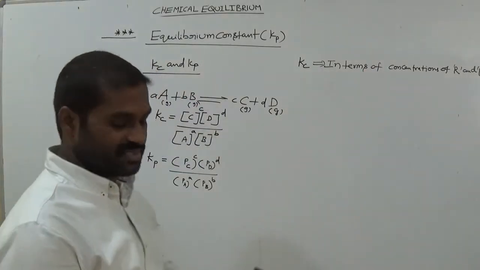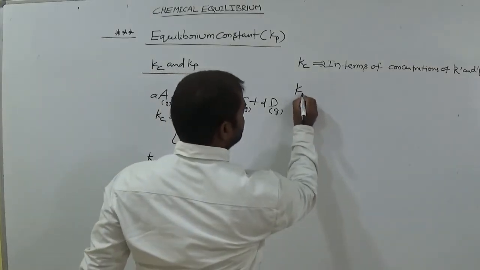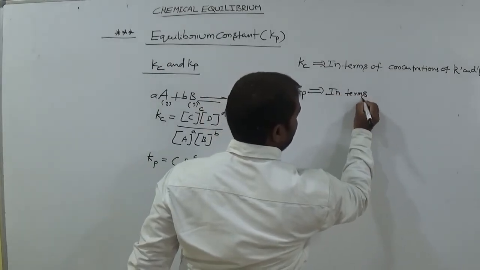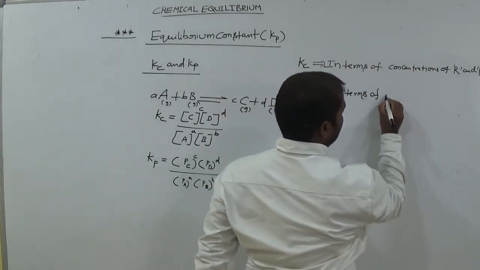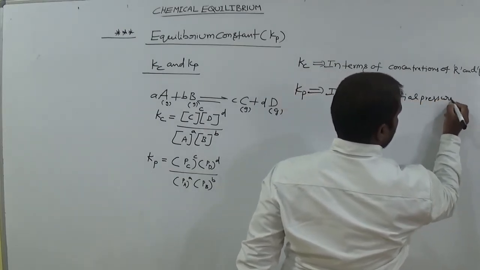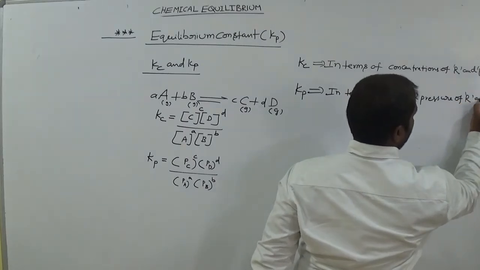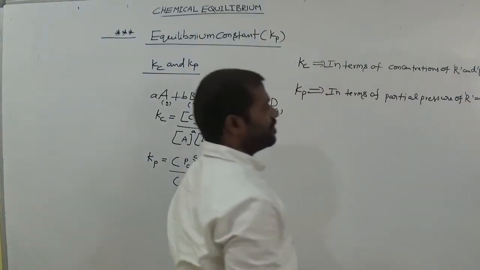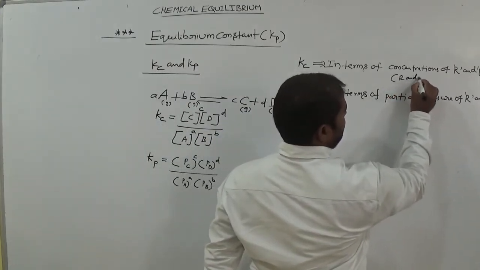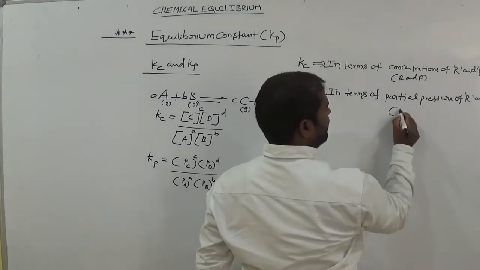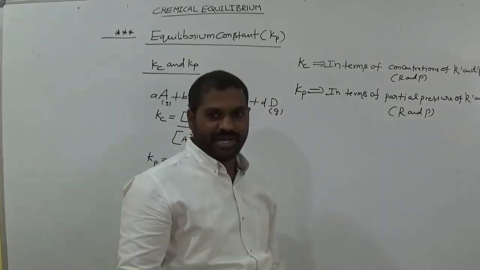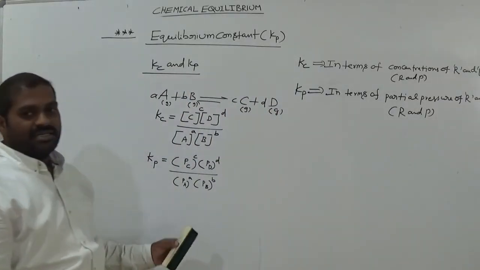This is the expression. So what about Kp? Kp is also an equilibrium constant. It is expressed in terms of partial pressure of reactants and products. Okay? Is it clear?